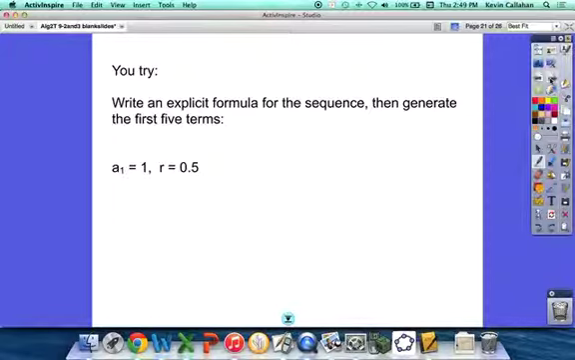So what is it? Geometric? See the r? If it has an r, it's geometric.